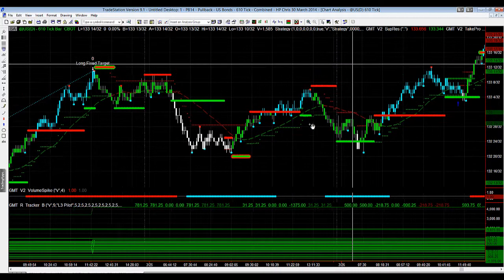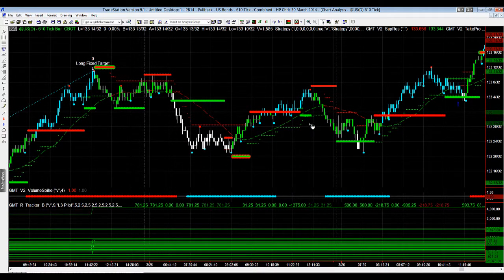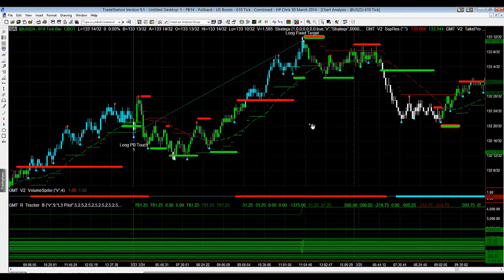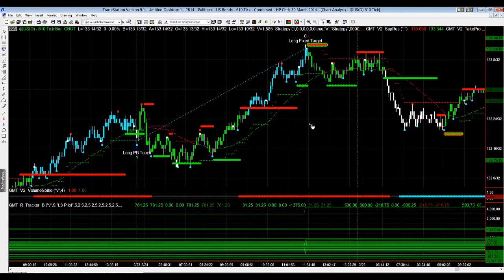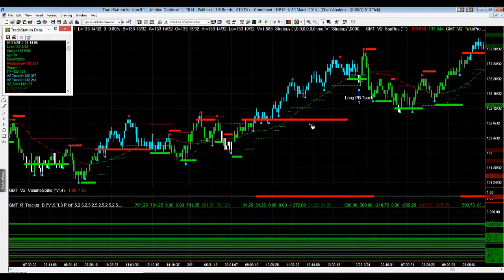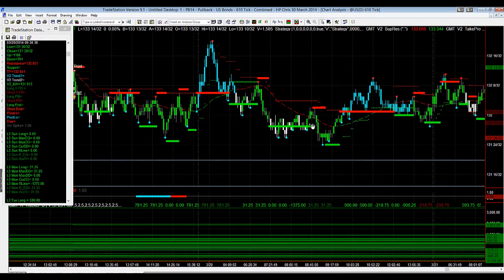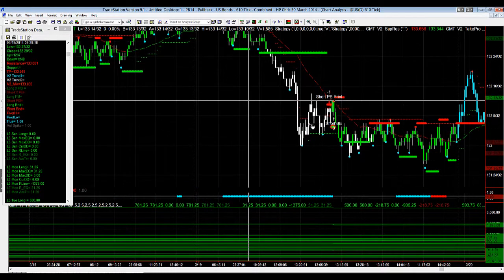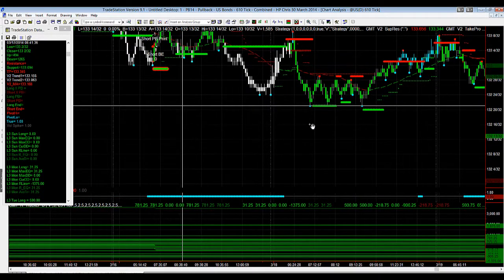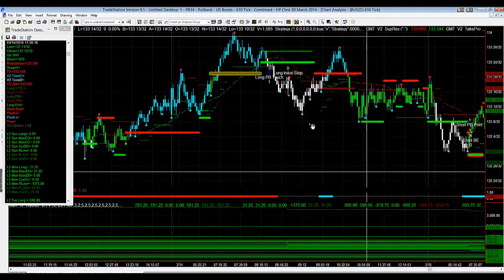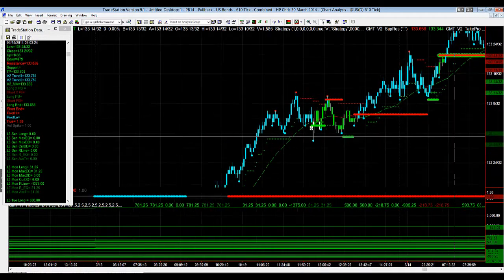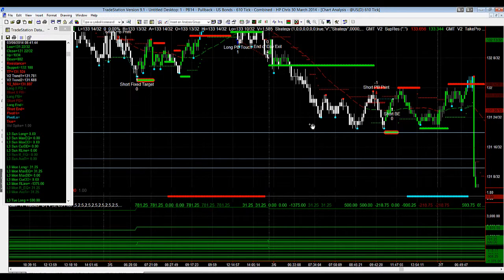The same applies for the short side as well. So you can see a really nice long setup there. That's a nice profit on that one. Particularly the settings on this US bonds, the 610 seems to track these pullbacks really well. And I'll just get you a nice clean example of a short setup so it's a little bit easier to see. So here's the example of a short setup.